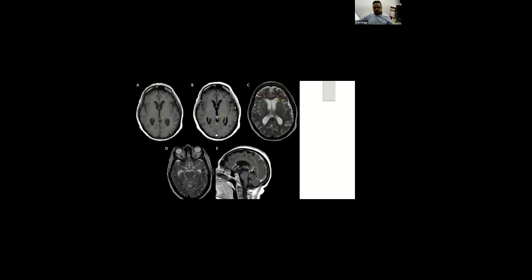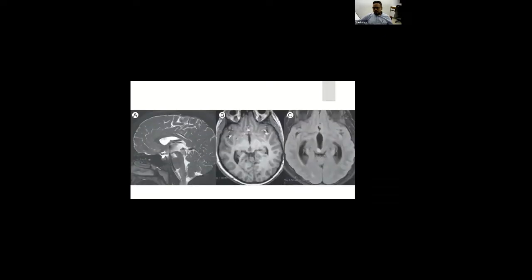So this is again a case of pineal gland tumor in which you can see that there is a T1 isointense lesion at the level of the pineal gland, which is showing enhancement on post-contrast sequences. And in figure C, you can see that there is prominence of the ventricular system with prominent temporal horns. And again, on post-contrast sagittal sections, you can see an enhancing lesion at the level of the pineal gland.